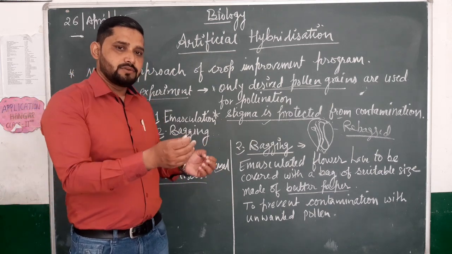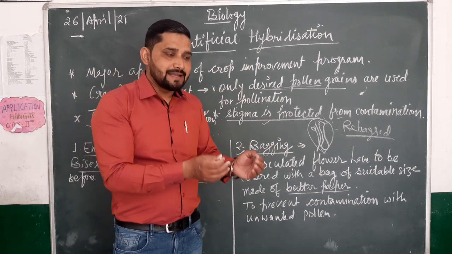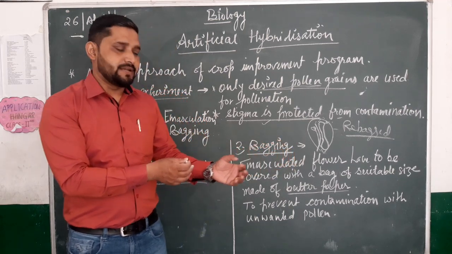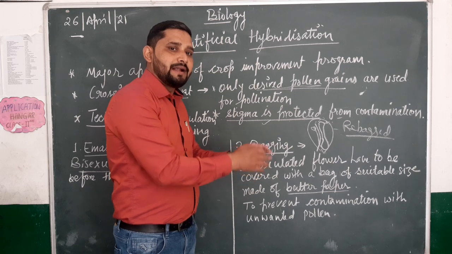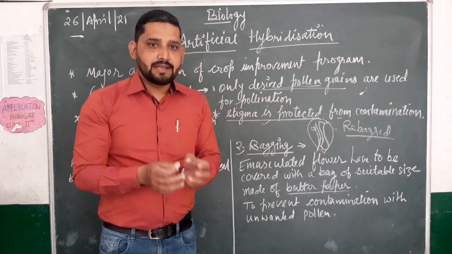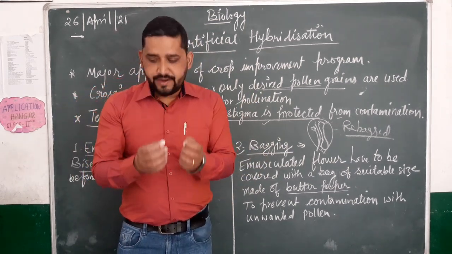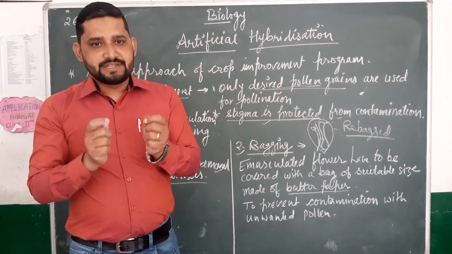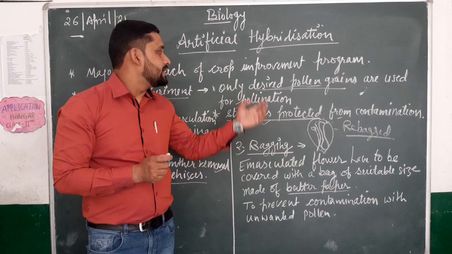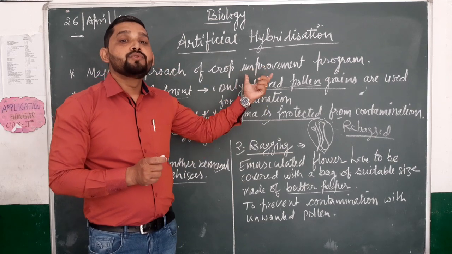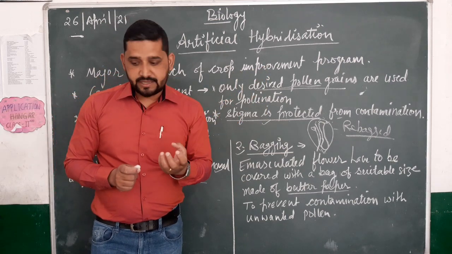After emasculation, we cover the flower, right? And as the stigma attains the receptivity, we dust the pollen grains, the desired pollen grains over the stigma, and again we rebag the flower. And what we do, we wait for the fruit to develop, right? And this is the way we improve the quality of the fruit that we gain, right?